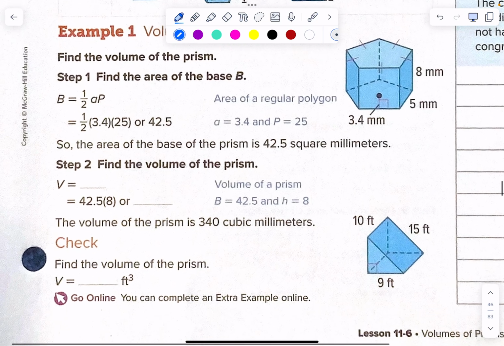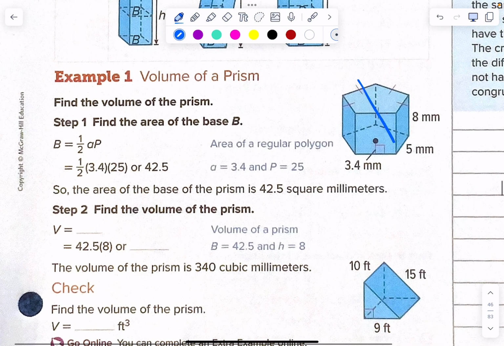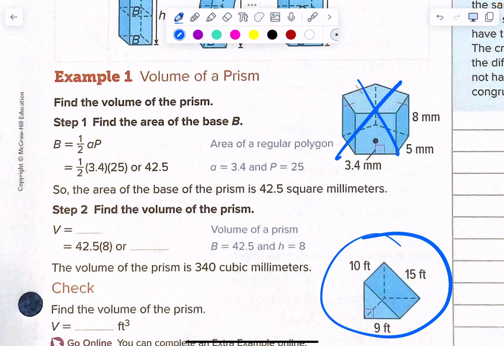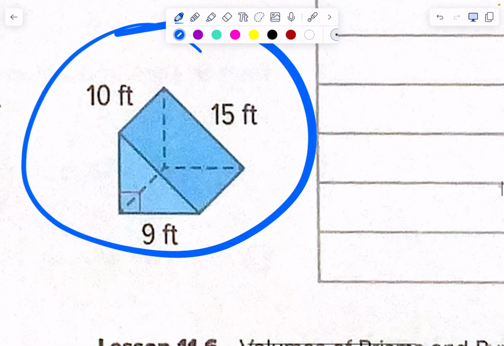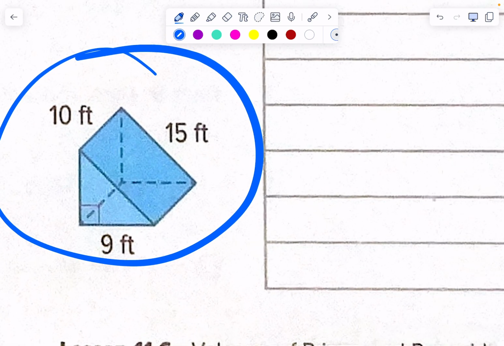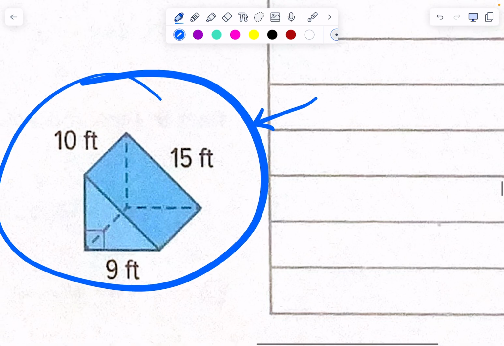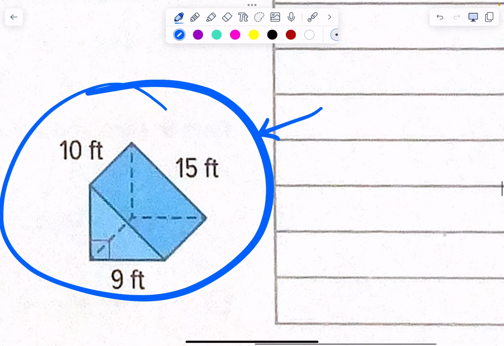Okay. Let's go to, I'm going to skip this one. Let's go to the check one. And we want to find the volume of this check. Can we do that? Volume of the check. What shape is this? It's a prism, right? This is a triangular prism.